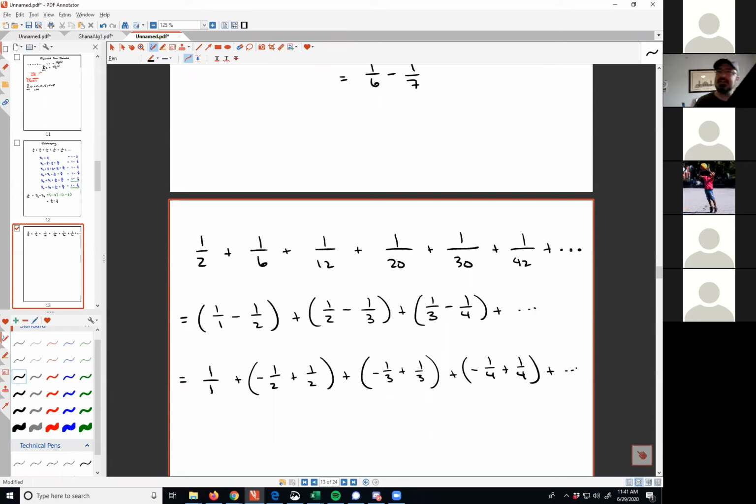If we reorganize the terms, we see that every term except the first pairs off with another term so that they equal 0, and the whole sum just equals 1. Everything else, it telescopes until we're left with just some simple term or maybe a few terms, and that's it.